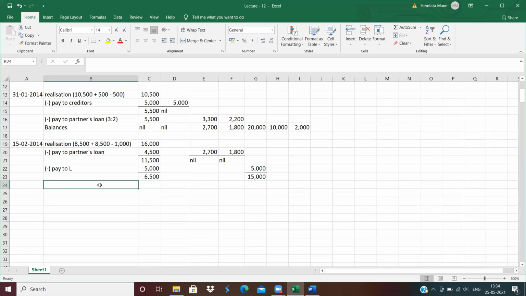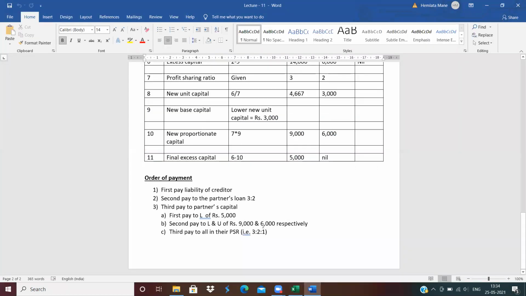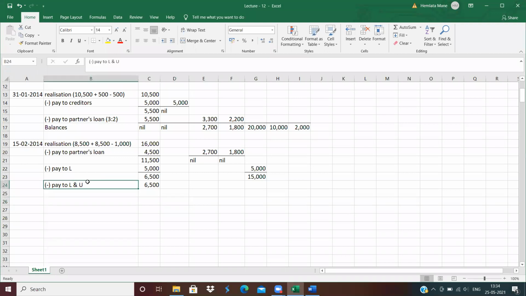So pay 6,500 first. Pay to L and U. How much? 15,000 we have to pay, but here only 6,500 is remaining. So pay 6,500. Now 6,500, how to distribute between these two? Distribute 6,500 in their ratio. 9,000 and 6,000 means ratio will be 3:2. So distribute the amount in the ratio of 3:2.